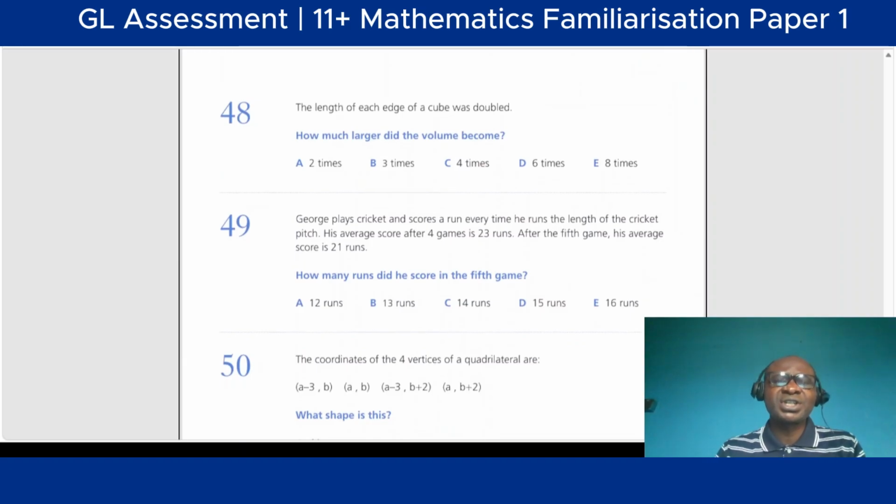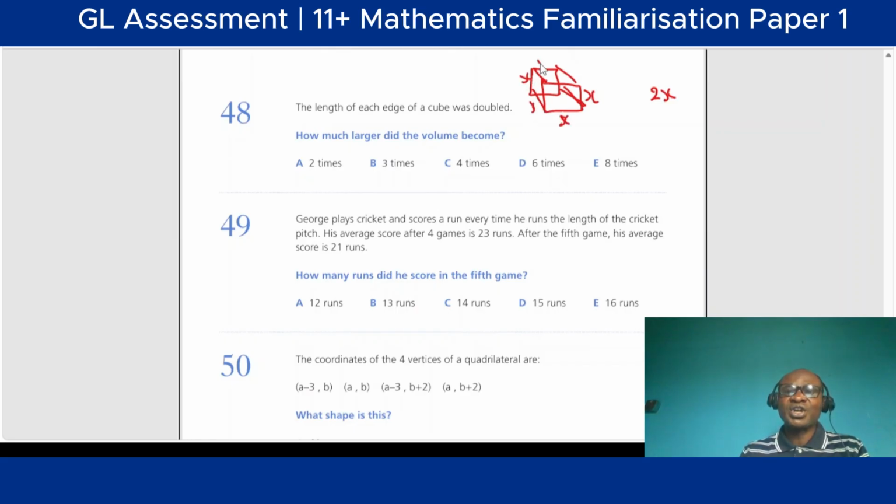The length of each edge of a cube was doubled. This is what we call a cube. It has 6 faces and each edge is x. Now, when it is doubled, it is going to be 2x. So here is x, here is x. All the edges there, there are going to be 6 of them because a cube has 6 faces. Therefore, each edge is x. Now, when it is doubled, it will be 2 times x, which is 2x.